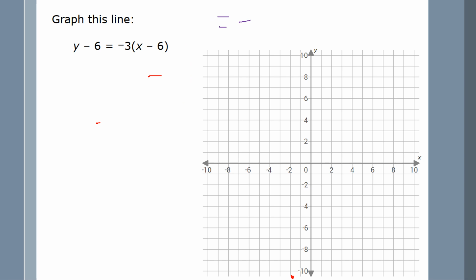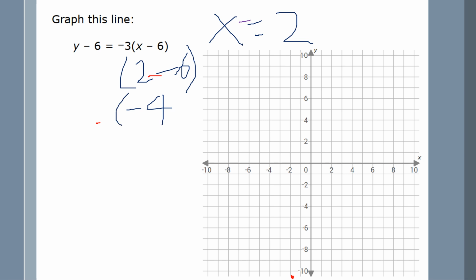Why do we not pick points from the grid? So why do we not use +2? So if I use 2, I get 2 minus 6, which is -4, times -3. Then I get y minus 6.